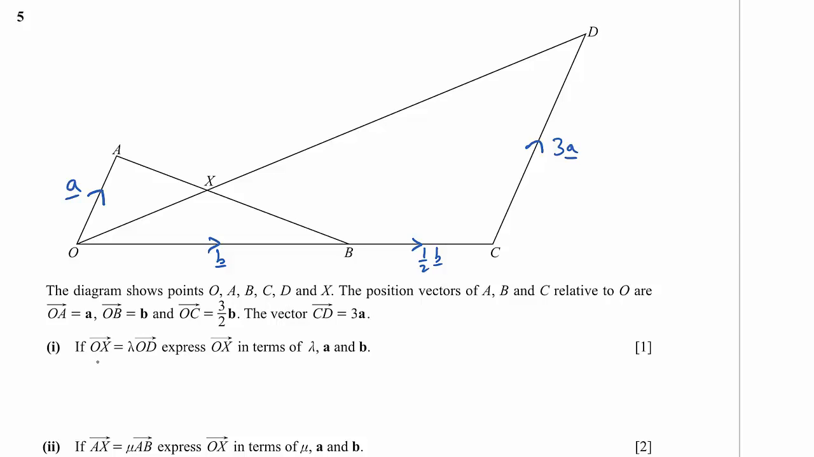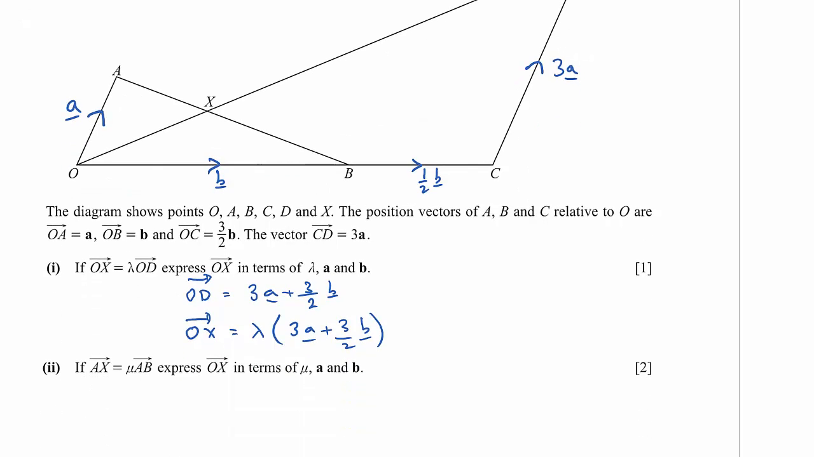If OX is equal to lambda OD, express OX in terms of lambda, a and b. Well, OD, how would we get there? We can go from O to C and then C to D, which would be 3a plus 3 over 2b. And therefore OX is just going to be lambda times that. So lambda (3a plus 3 over 2b).